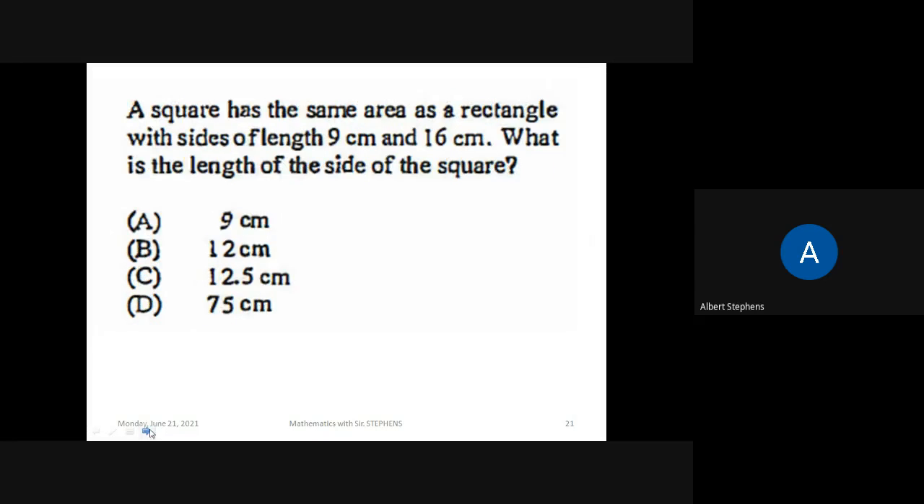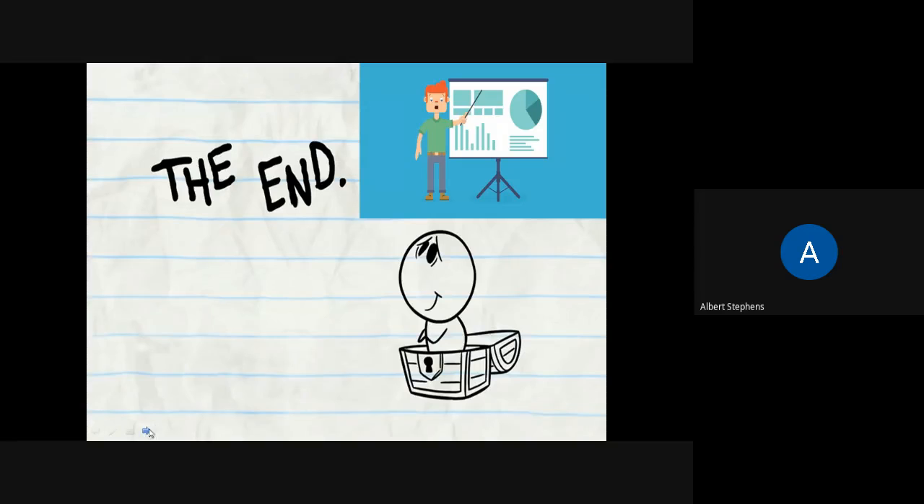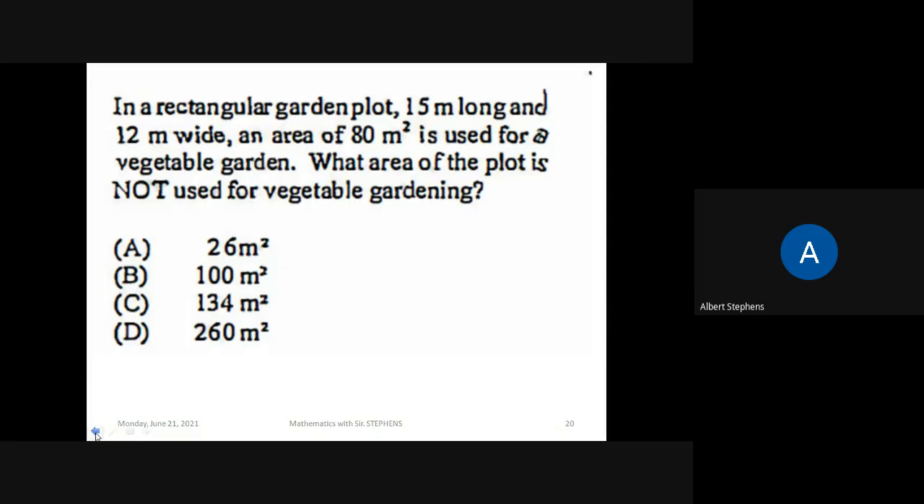I think this is the last question. Oh, we have 2 more. So in a rectangular garden plot, 15 meters by 12 meters. So we have a rectangular garden.